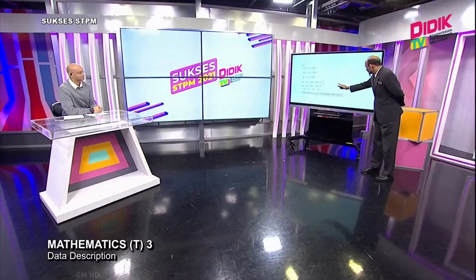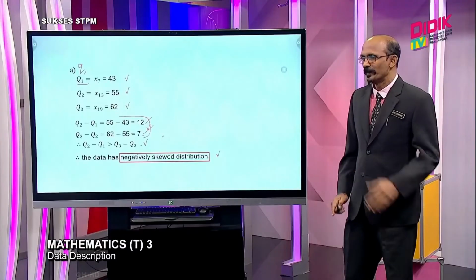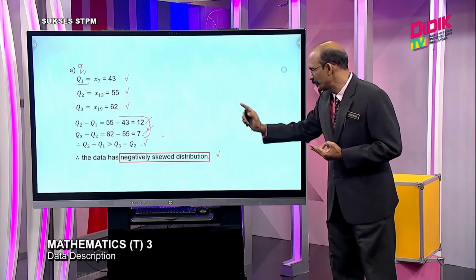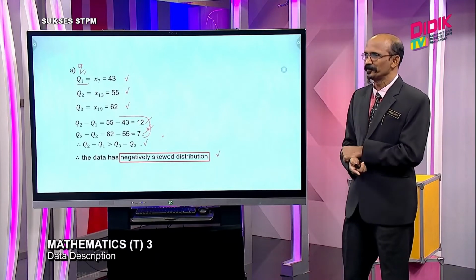Now what about this statement over here? The data has skewed distribution. If I do not put the word negatively over there, can that be accepted? Listen carefully here. We have two types of skewed distribution: one is positively skewed, another is negatively skewed. What happens if you never put the word negatively? It might be positive also.